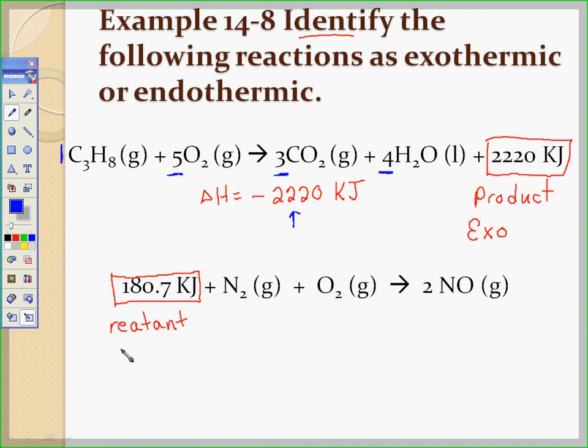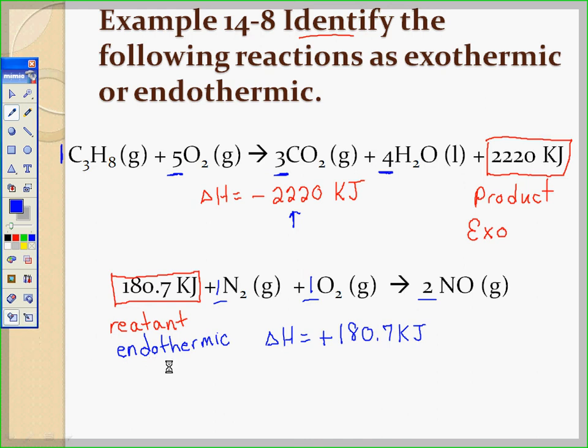Now in this case, it's written as a reactant. That means it's an endothermic process. And we would write delta H is equal to positive 180.7 kilojoules. That would be per 1 mole of nitrogen, per 1 mole of oxygen, or per 2 moles of nitrogen monoxide formed. Let's see that as well in the next reaction.